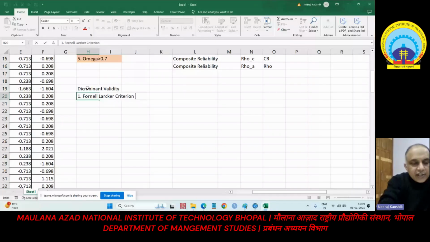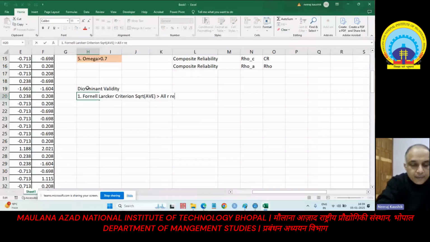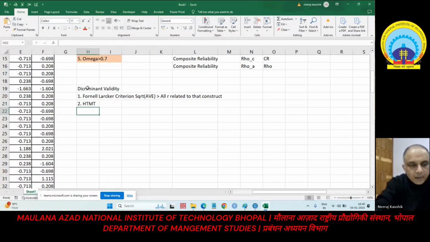The Fornell-Larcker criteria says the square root of AVE should be greater than all possible correlations related to that construct, not all correlations in general, only those related to that construct. The second method is the HTMT method. The third method is cross-loading.